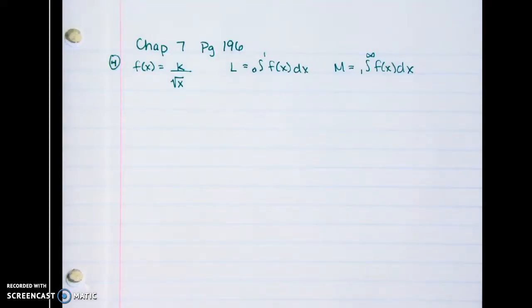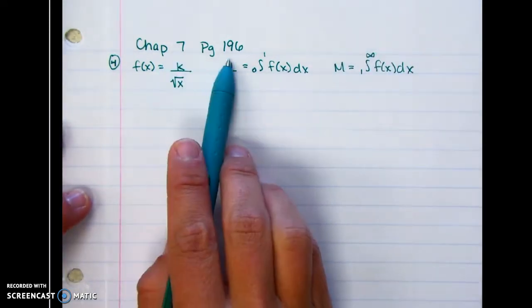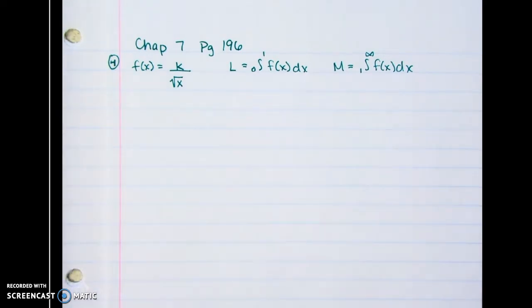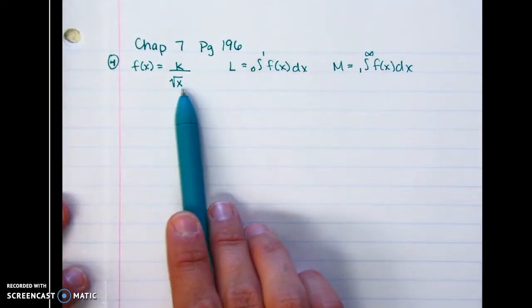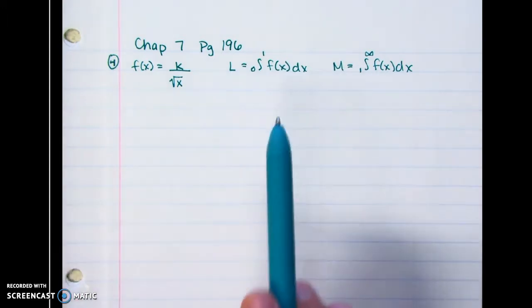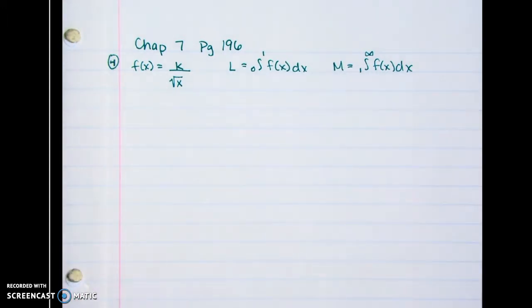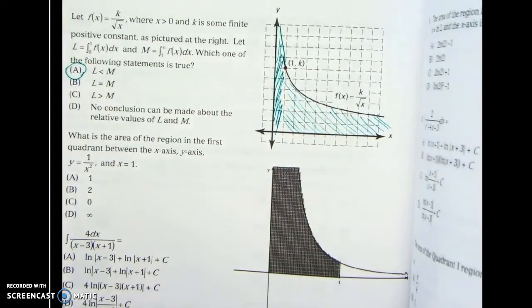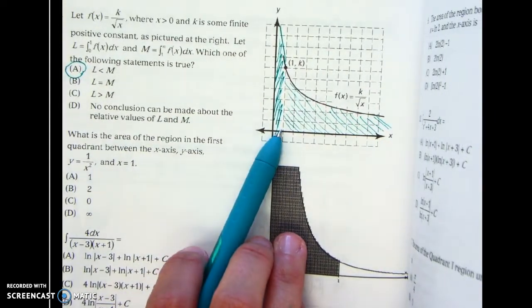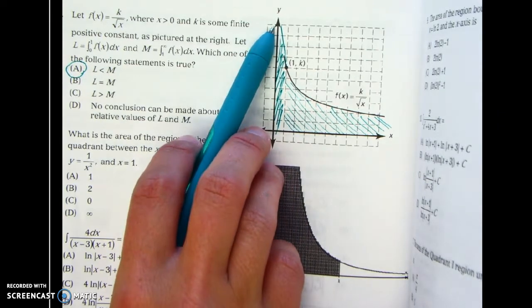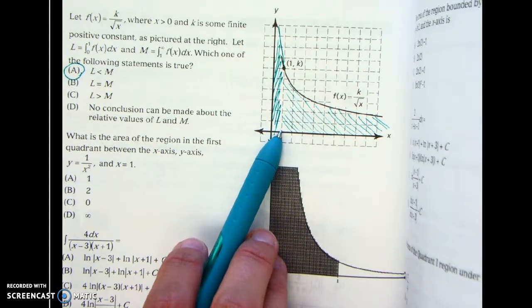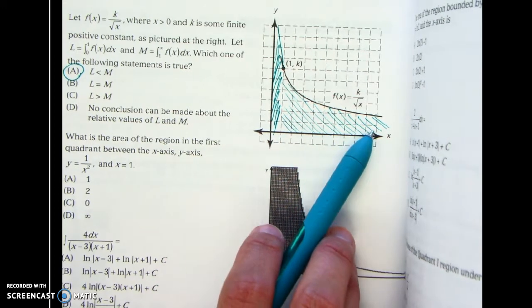Here we are in the BC AP Calculus exam review book, chapter 7, page 196, and we're starting with number 4. It's asking, given this function, is L or M greater or equal? Like, what's the relationship? I'm going to tell you just based on the graph. So L is the area from 0 to 1, and this does go to infinity. And then M is the area under the curve from 1 to infinity, which also goes to infinity.